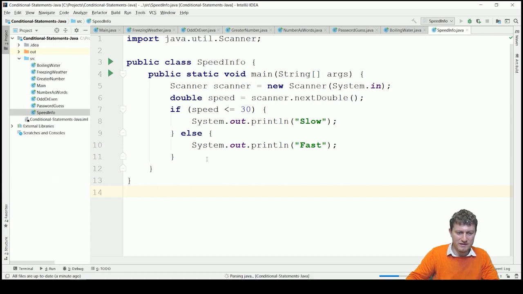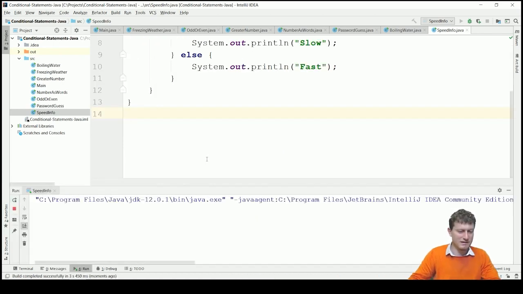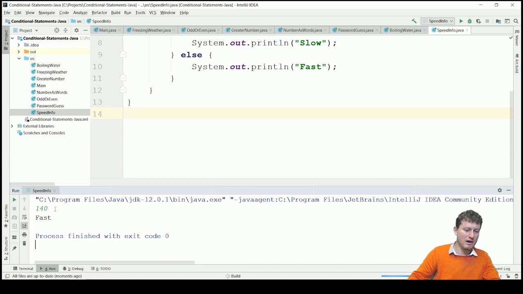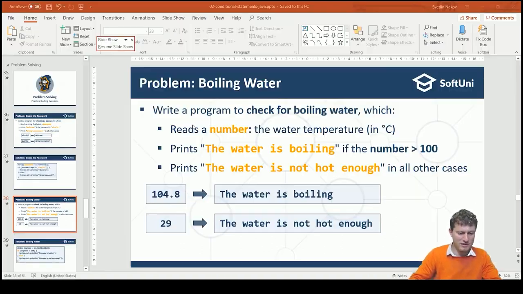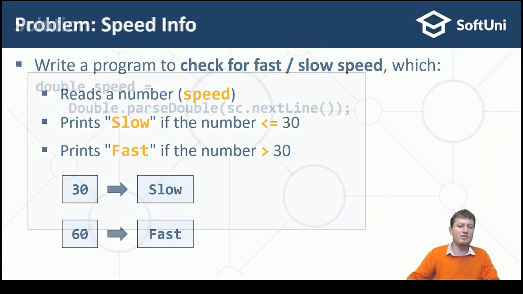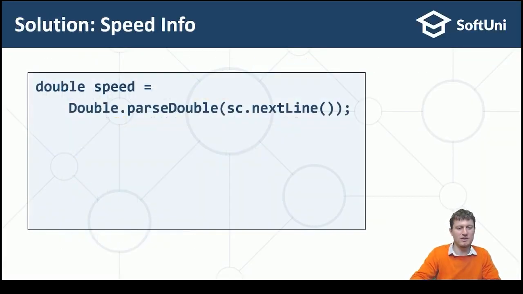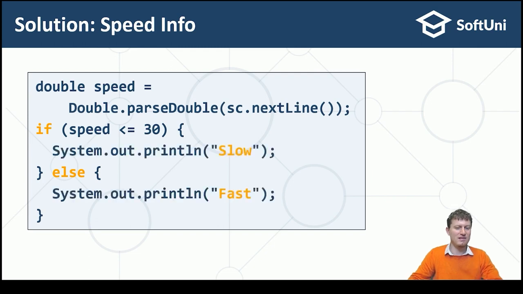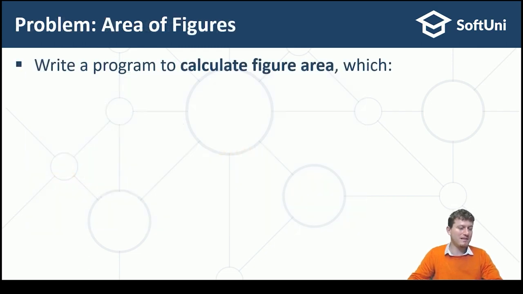Let's run this, right click, run. I'm waiting for this to be compiled. So 35 kilometers is fast, 140 kilometers per hour is fast, but 25 kilometers per hour is slow. That's all. It's very easy. This is how it can be implemented, but it's exactly the same logic. So we can go ahead with the next problem.